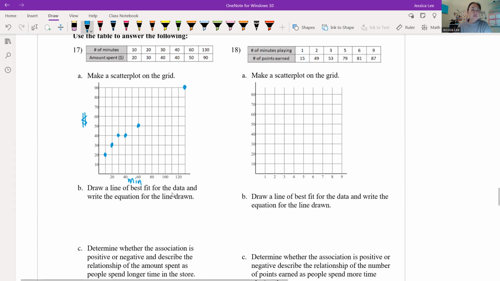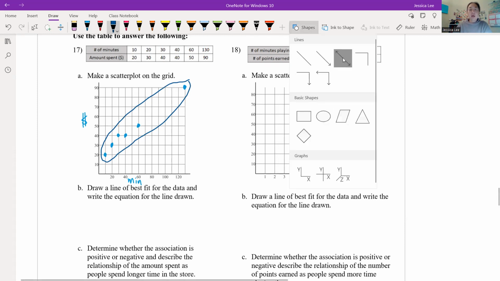B is draw a line of best fit for the data and write the equation for the line drawn. So what I'm going to do is, remember, you have to draw an oval around all the data points. It's kind of hard to do on a computer. I'm going to start from the bottom first. There, that's better. Okay, so we grabbed all of them. So our line is going to be like this, somewhere in that direction.